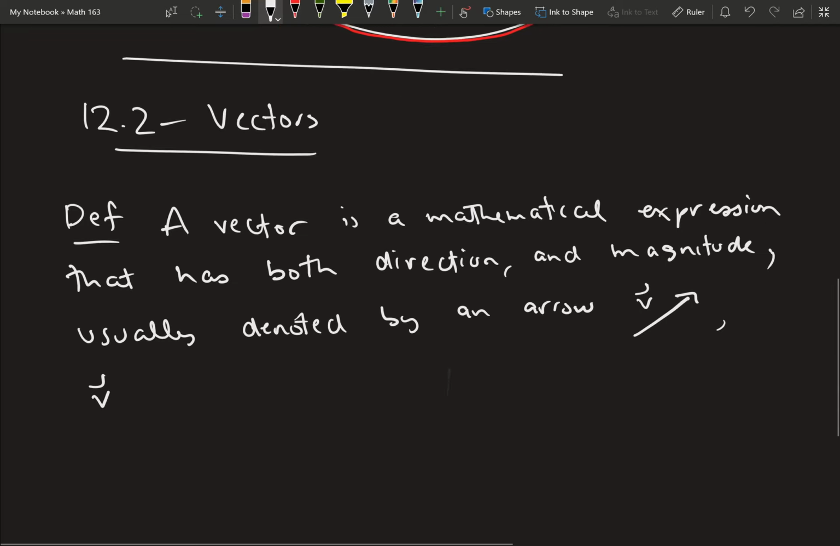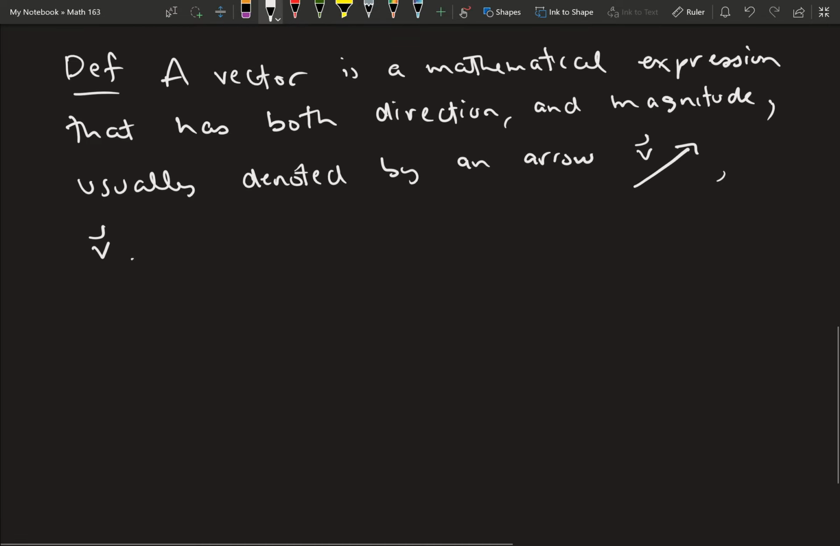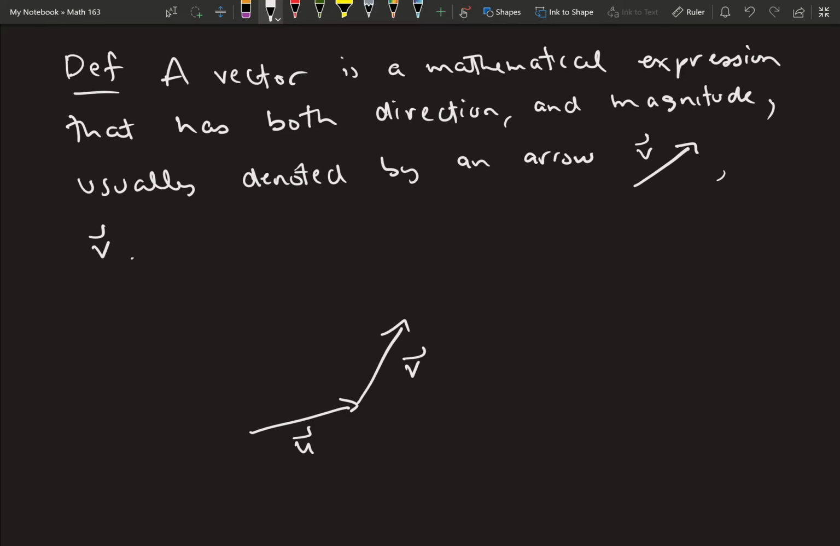So you can actually think of vectors completely coordinate free. So for example, if you had a vector U here and a vector V here, their sum, if you added them up, you would get this vector, U plus V.